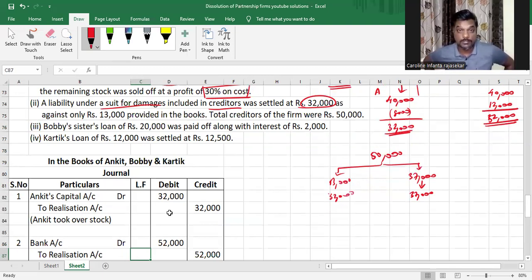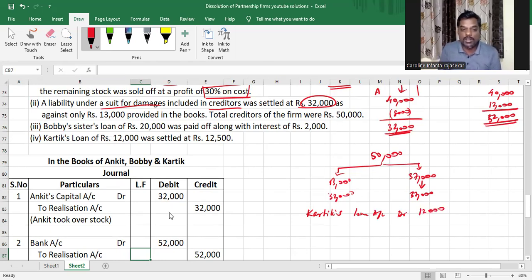Partner's loan is not transferred to realization account. It is paid outside of realization account. Okay. So whenever a third party liability is settled, we debit realization account because it has been transferred to realization account. But Kartik's loan is a partner's loan. Partner's loan is paid outside realization account. So that has not been transferred to realization account. And therefore, the liability that is getting settled is Kartik's loan account. So a liability settled, the liability reduces, you got to debit. Kartik's loan account debit 12,000.